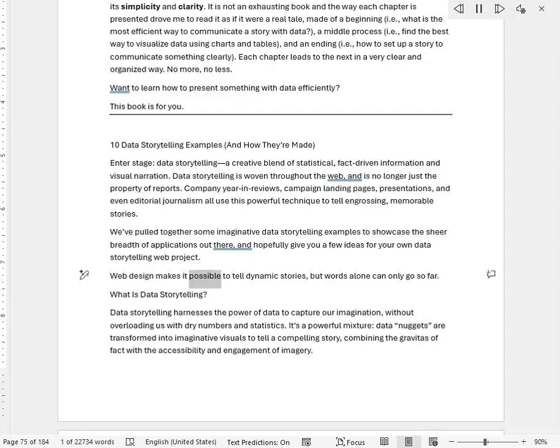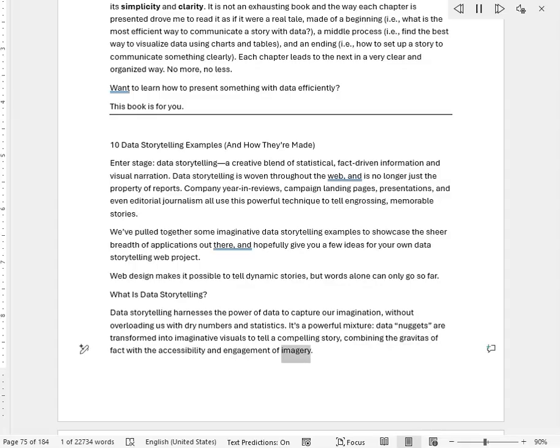Web design makes it possible to tell dynamic stories, but words alone can only go so far. What is data storytelling? Data storytelling harnesses the power of data to capture our imagination without overloading us with dry numbers and statistics. It's a powerful mixture. Data nuggets are transformed into imaginative visuals to tell a compelling story, combining the gravitas of fact with the accessibility and engagement of imagery.